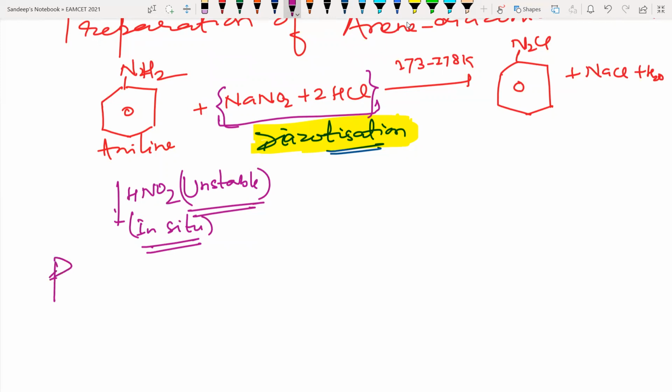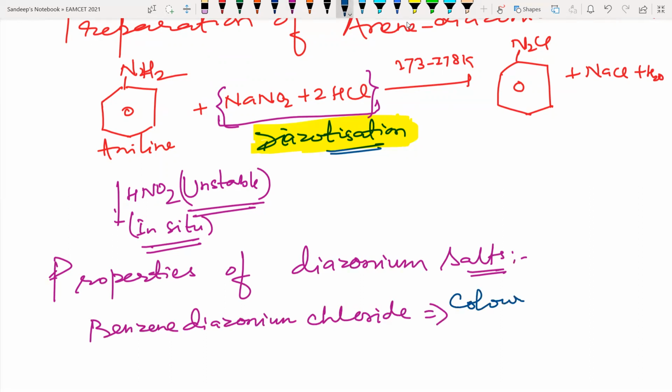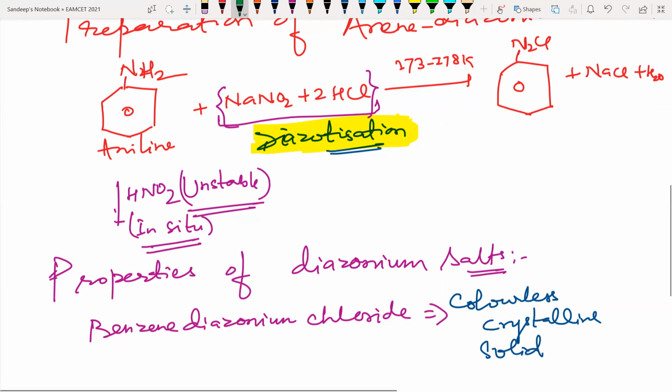Now, properties of diazonium salts. Benzene diazonium chloride is a colorless crystalline solid. Since it is a salt, it is highly soluble in water. So it is readily soluble in water.